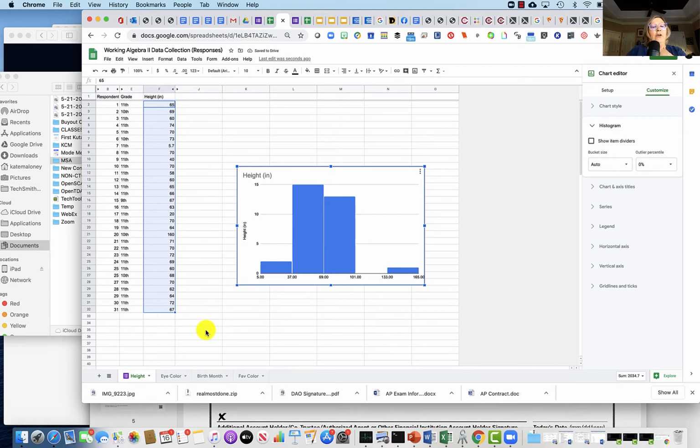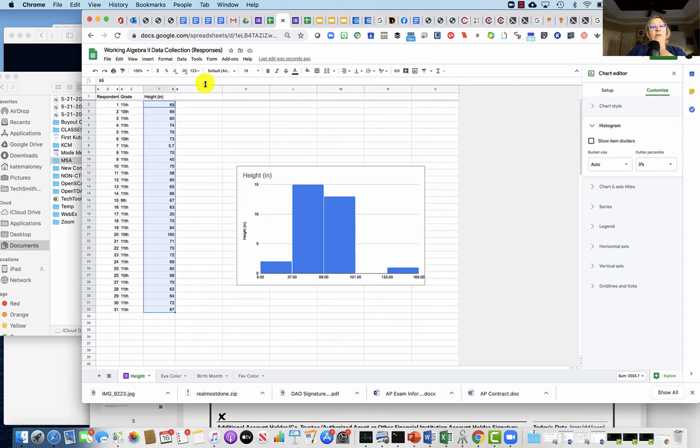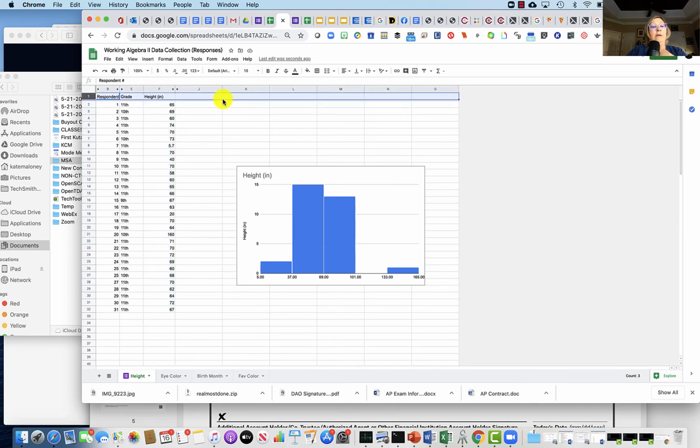All right, so I'm going to show you now. What I'd like to do is actually look at these numbers in order. And I've already done this on this sheet, but I'll show you anyway. So the first thing you have to do is view and freeze 1 row. And then you click on the header row. And that just freezes, or in other words, keeps all this information together.